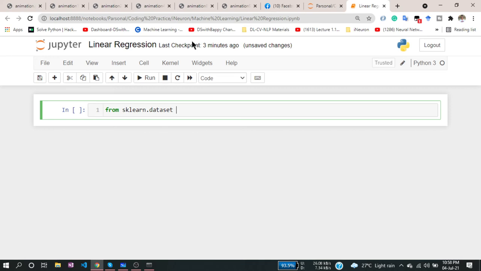R square means you are just trying to see how well your model is fitted to the data set. Like I have shown you, this line would try to get the best fit line, right? By using R square, you can check whether the line has fitted properly or not. This is one kind of analysis you can perform on linear regression.